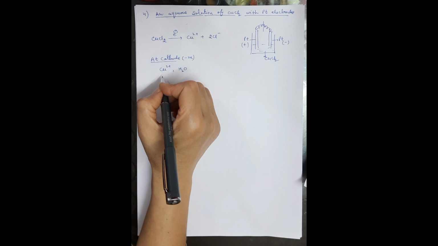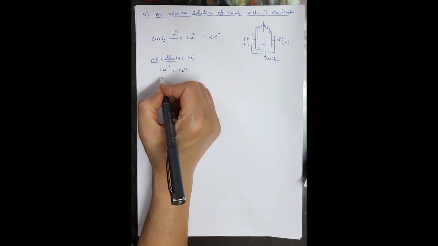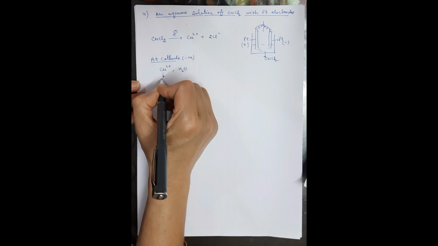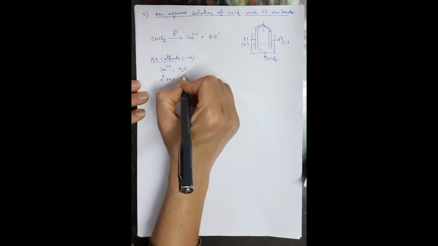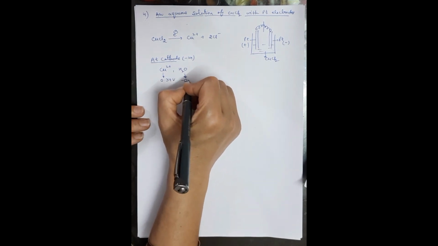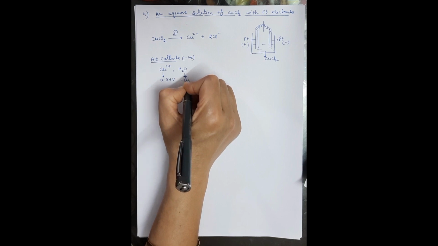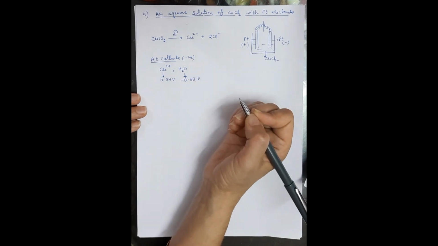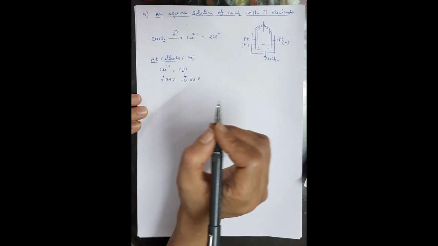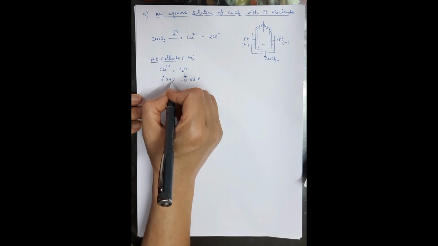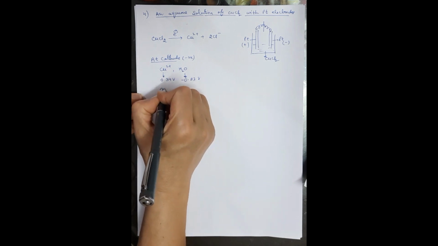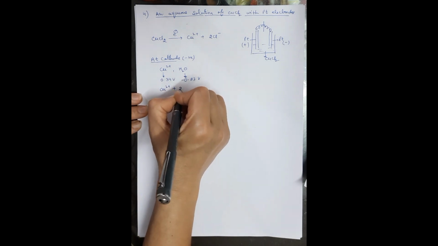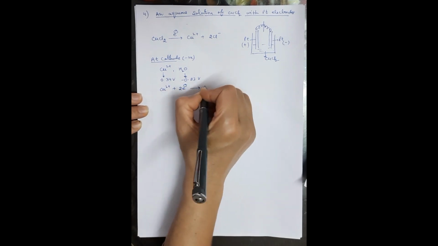Now if you check the reduction potentials, copper has 0.34 volts, whereas water has minus 0.83. Out of the two, copper has more reduction potential. And what happens at cathode? One which has more reduction potential will undergo reduction. So copper ions will gain 2 electrons and it will change to copper.